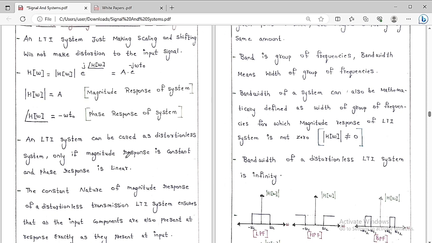What is the meaning of distortionless? Distortionless means the input waveform, we are not going to distort it. We are going to keep it as it is. So we can do either scaling or shifting. By that, the magnitude response is always constant and the phase response is always linear. Then only the system is said to be distortionless.